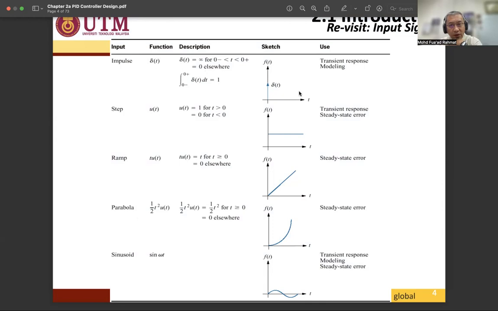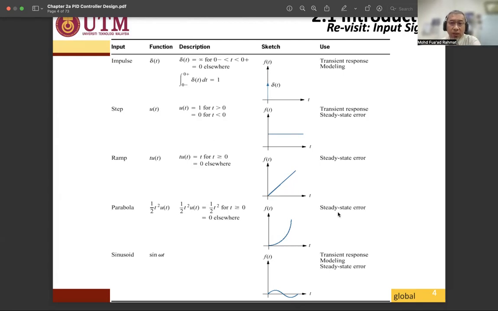The sketch of the impulse is a straight line at t equal to 0. A step is a square wave. A ramp is usually a triangular wave. The parabola is an exponent curve, and the sinusoidal is shown as a sine wave. Each of these inputs has suitable applications, as shown on the right hand side.